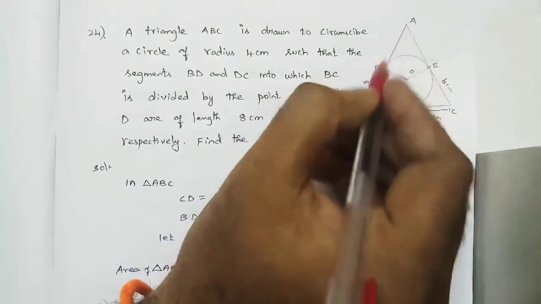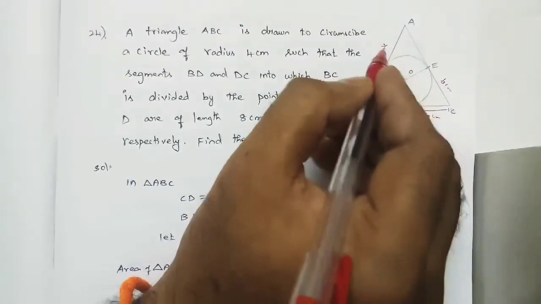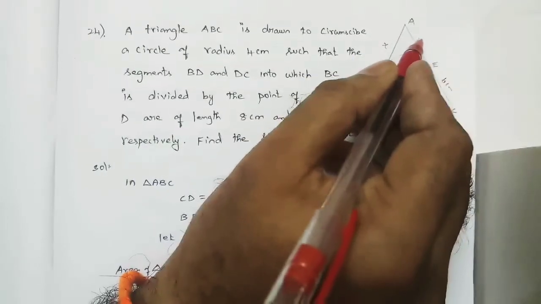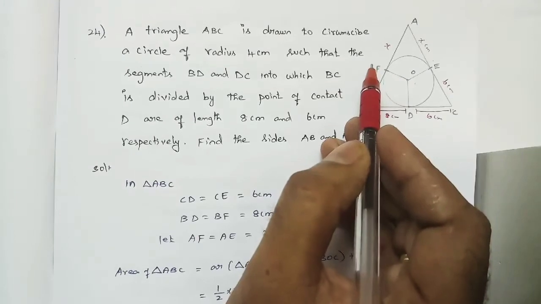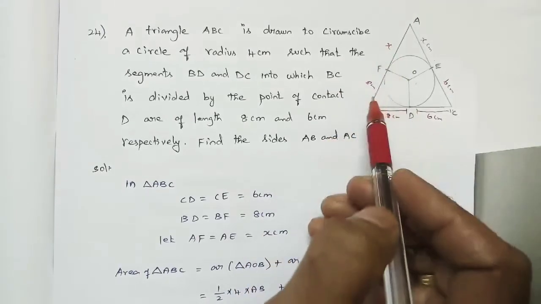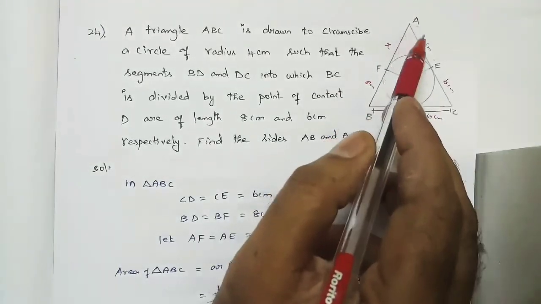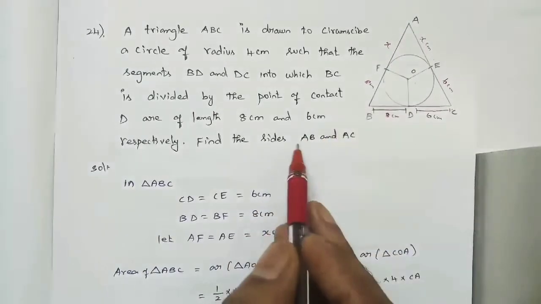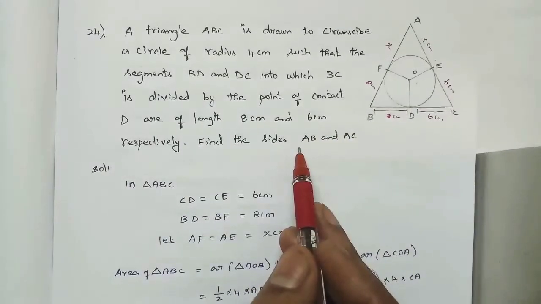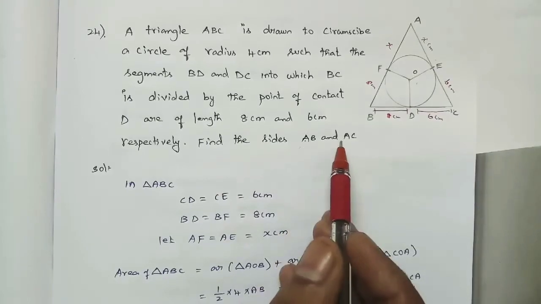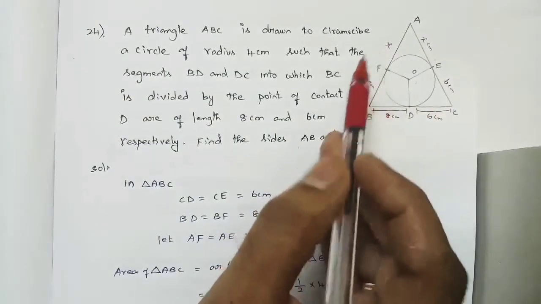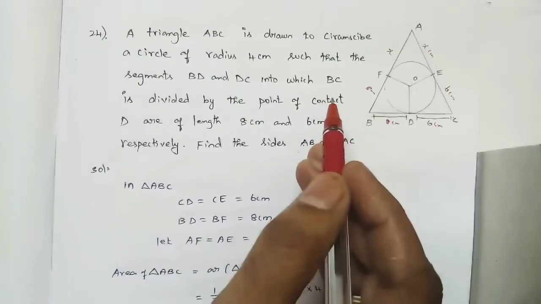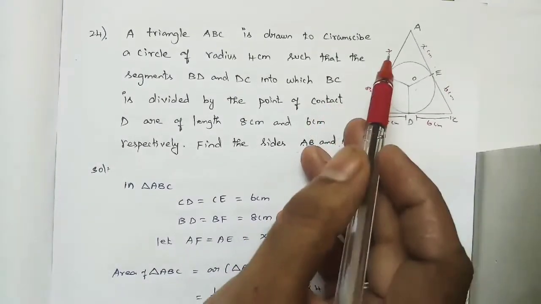Just assume that AF is x centimeter, as well as AE is also x centimeter. If you know the value of x, then x plus 8 is AB and x plus 6 is AC. That only we want to find, the length of the sides AB and AC, right? So x plus 8 and x plus 6. So x only we want to find. How are we going to find the value of x?